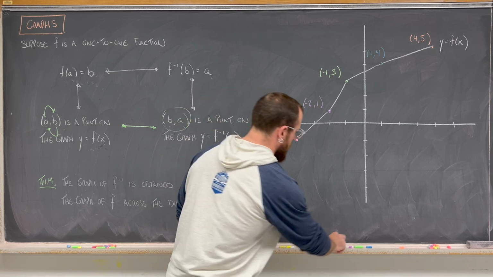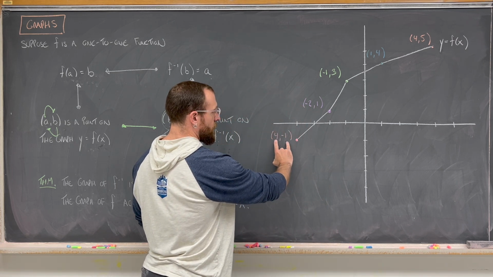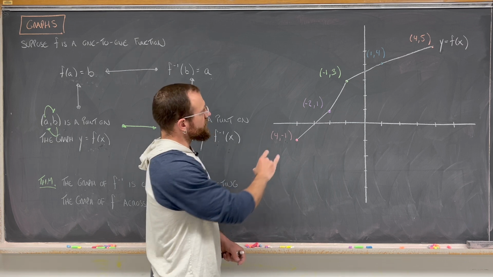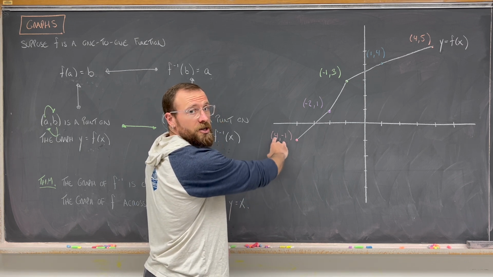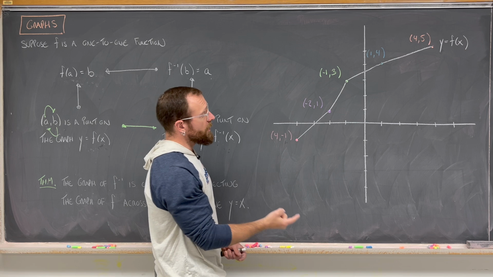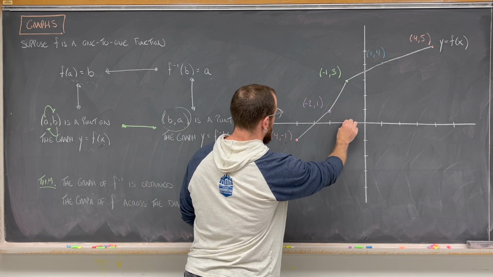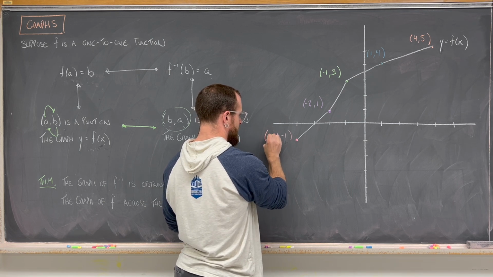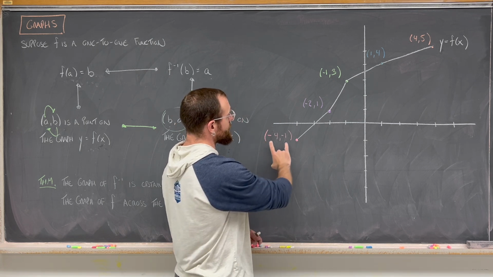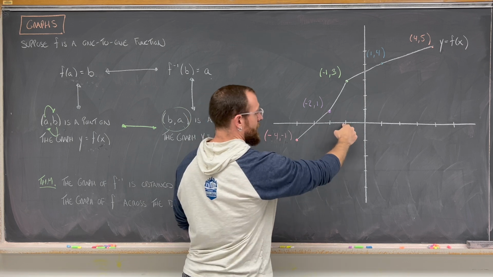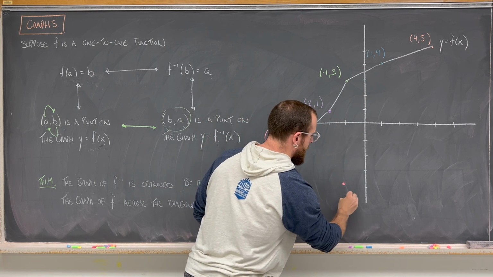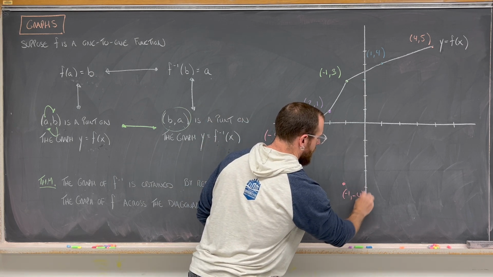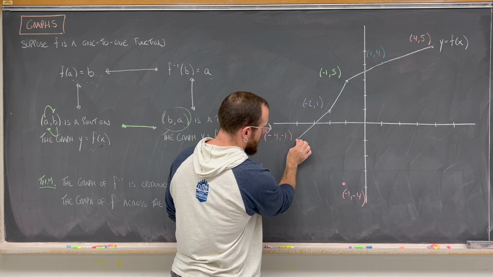So if I switch the coordinates of (4, 1), I get (1, 4). Actually, I'm sorry. This is the point (-4, -1). If I switch the x and y components, I get (-1, -4). That would be down here. (-1, -4). So this point goes to this point.